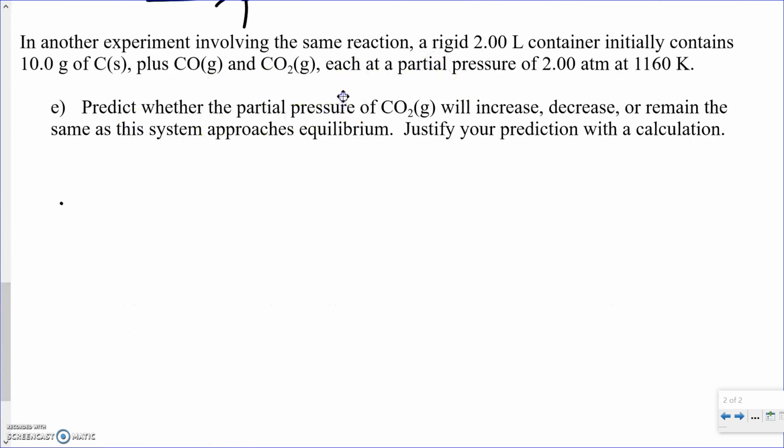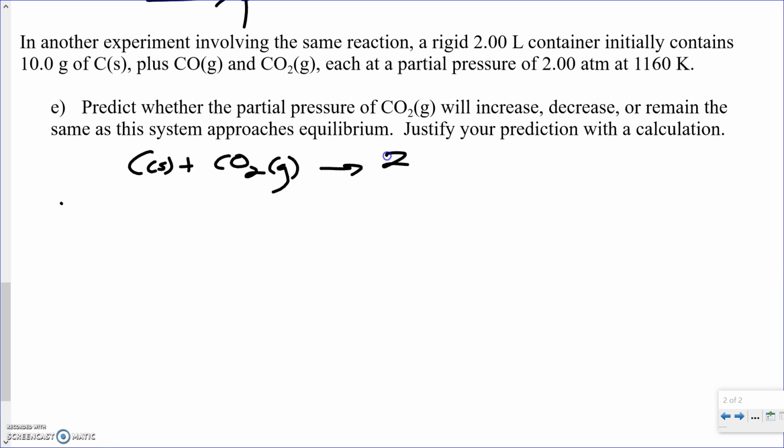The last thing, in another experiment involving the same reaction, a rigid 2-liter container initially contains 10 grams of carbon plus carbon monoxide and carbon dioxide, each with a partial pressure of 2 atm at 1160 Kelvin. Predict whether the partial pressure of CO2 will increase, decrease, or remain the same as the system approaches equilibrium. Okay, well, so equilibrium problem. Let's just go to our handy-dandy ICE table and see what we come up with.